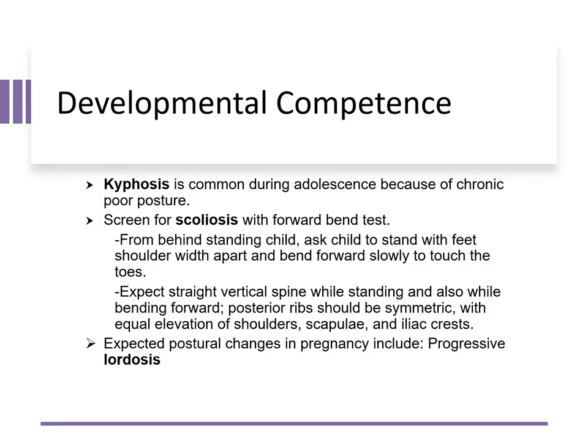It is important to know different developmental spinal abnormalities. Kyphosis is common during adolescent years because of chronic poor posture. Adolescence is an appropriate time to screen for scoliosis with the forward bend test or dive position. You will expect a straight vertical spine. Postural changes in pregnancy include lordosis.